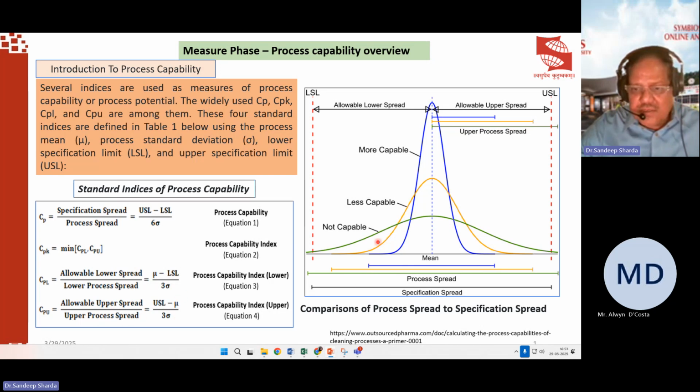So if that is a homogeneous normal distribution curve on both sides, the Cpl value and Cpu value will be the same. Otherwise, the Cpl value and Cpu value will vary if there is skew in that particular normal distribution curve. So the Cpk value, the minimum of them, is what we are going to consider as the process capability index. So this is the measurement phase as far as the process capability overview is concerned in the statistical method that we are going to take into consideration.